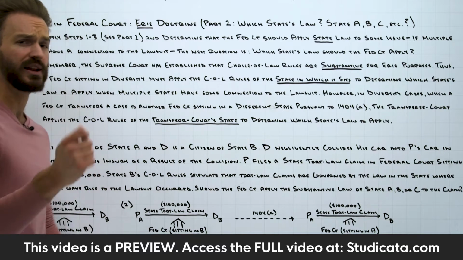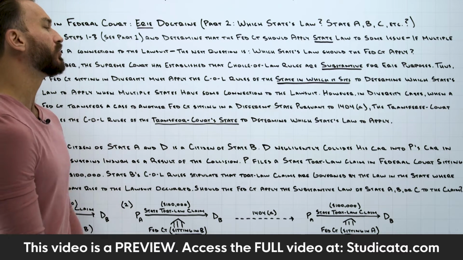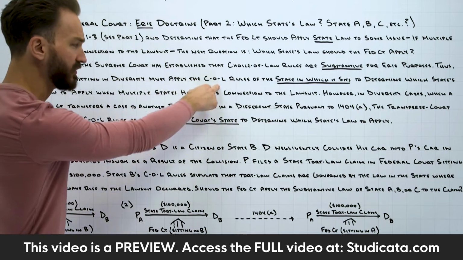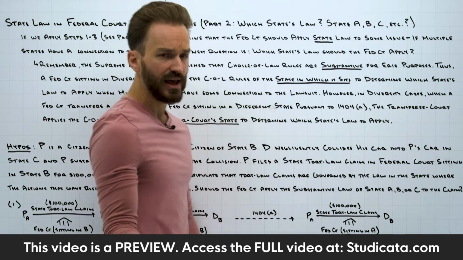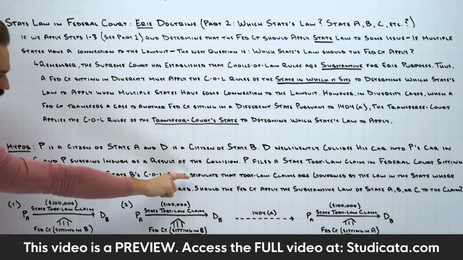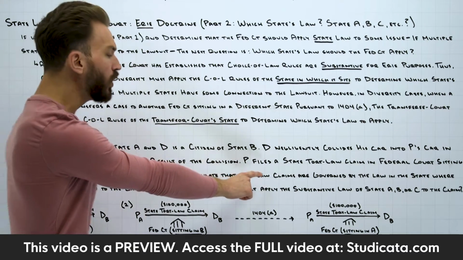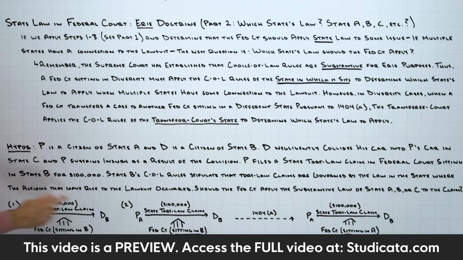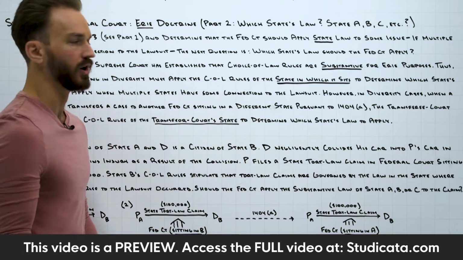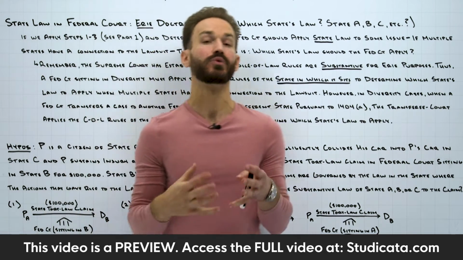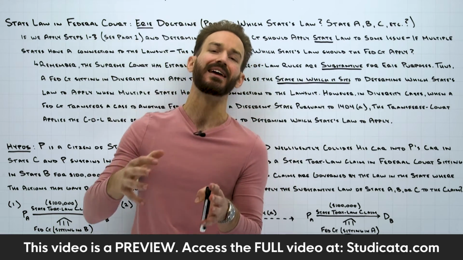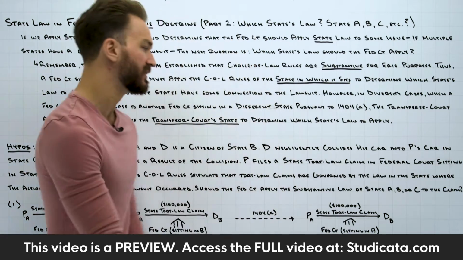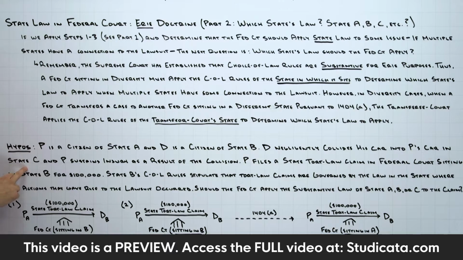Because our federal court is sitting in state B, remember, the federal court has to apply the choice of law rules of the state in which it sits. State B's choice of law rules stipulate that tort law claims are governed by the law in the state where the actions that gave rise to the lawsuit occurred. Here, the actions that gave rise to the lawsuit occurred in state C. Remember, the car accident happened in state C.